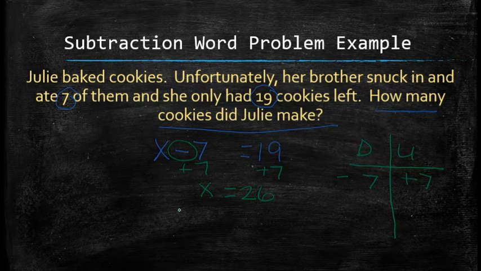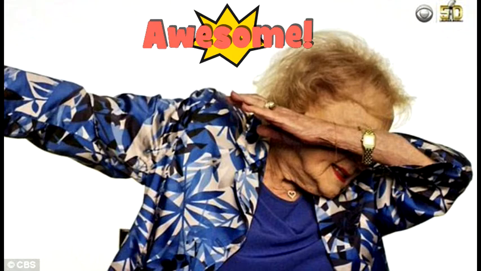And you should have gotten x equals 26. Make sure you have your check on there. You should have, of course, 26 minus 7 equals 19. And then you would, of course, have 19 equals 19. If you did not get that, please raise your hand and I will come and assist you.